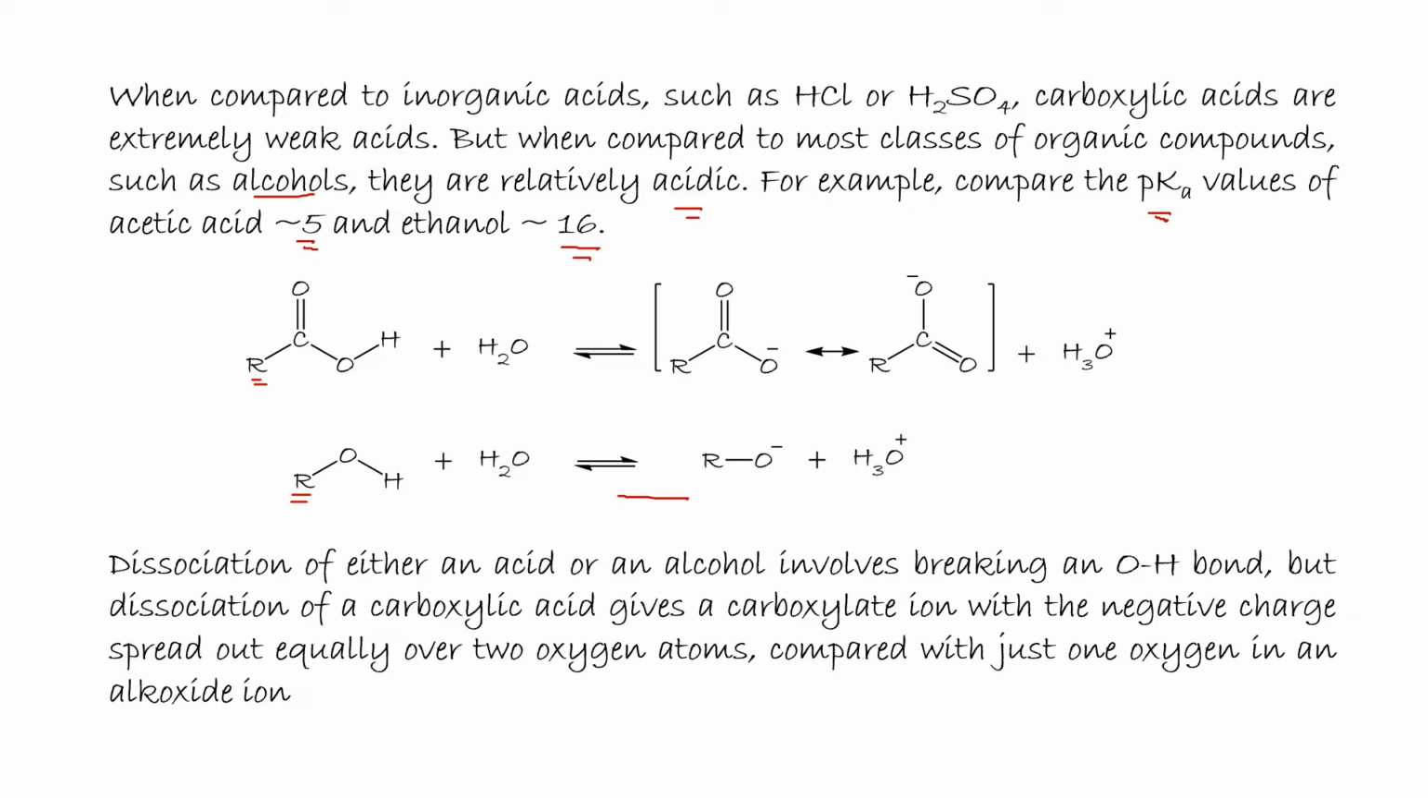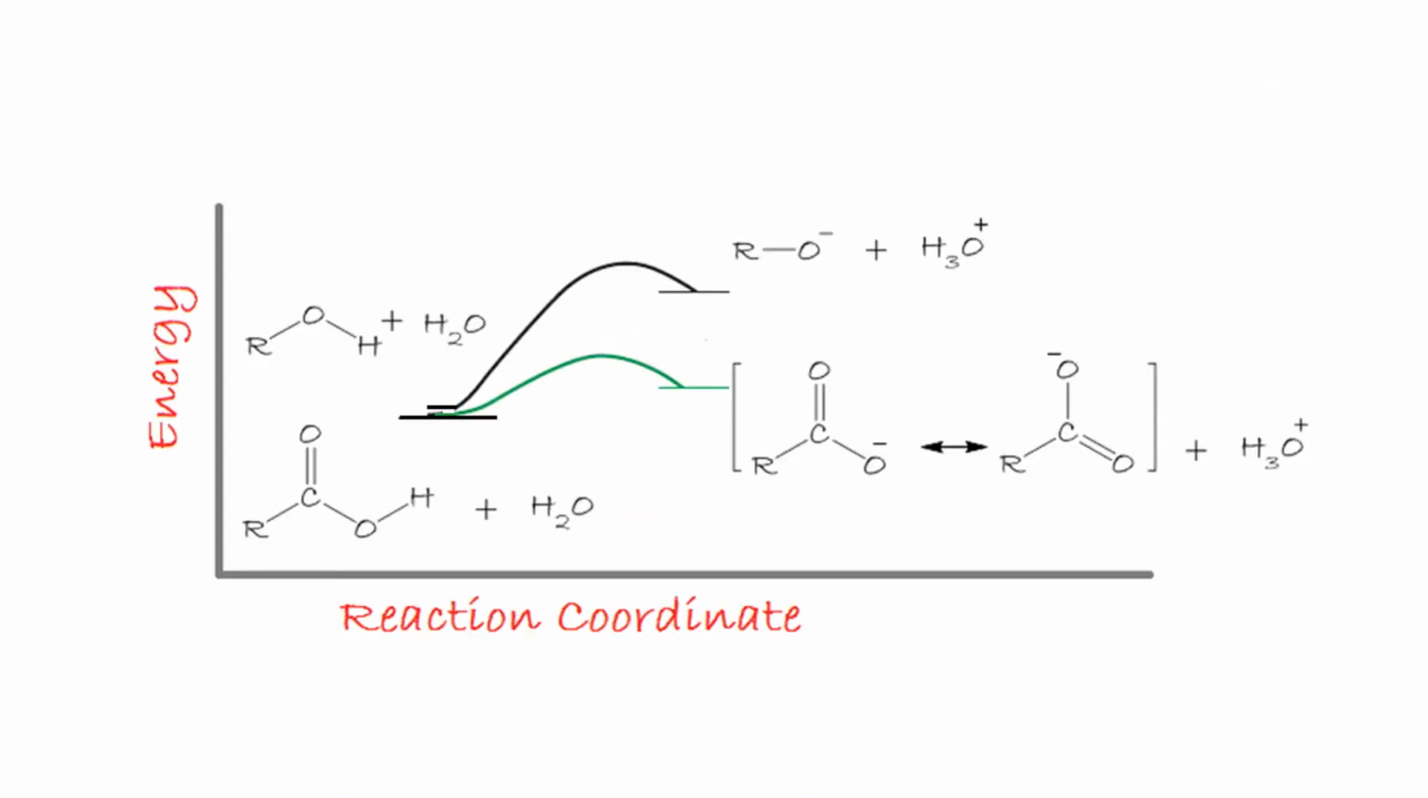Dissociation of either an acid or an alcohol involves breaking of the OH. But dissociation of carboxylic acid gives a carboxylate, and the carboxylate is a stable conjugate base due to the resonance. We have resonance here, but we don't have resonance structures to stabilize the alkoxide. We can see here that the activation energy is higher than this to form the carboxylate. Again, the carboxylate ion energy is less than the alkoxide, using the energy diagram.